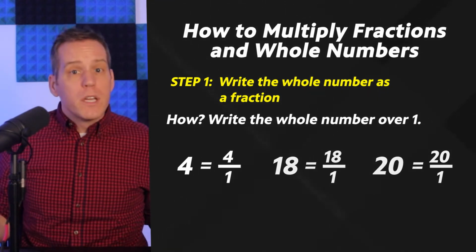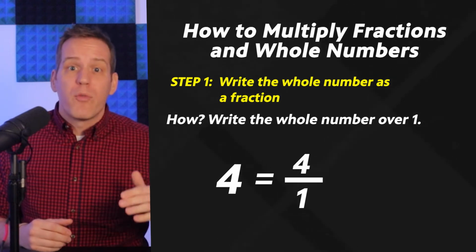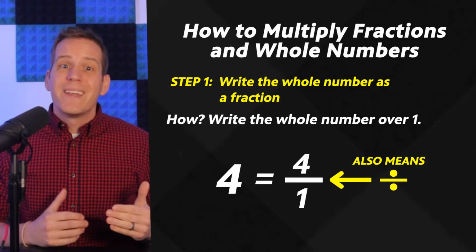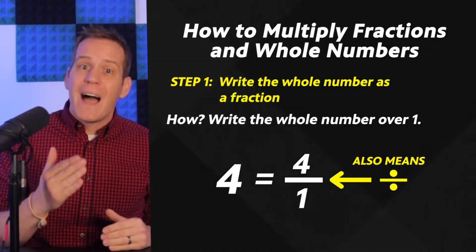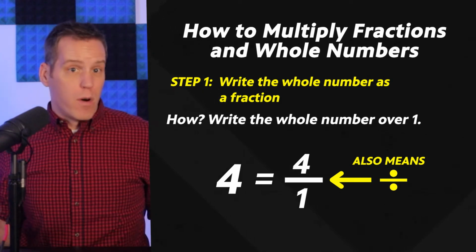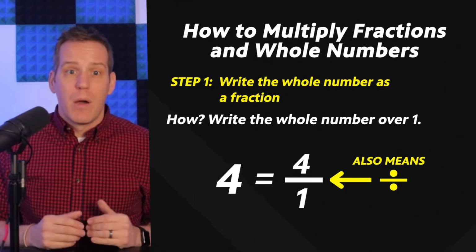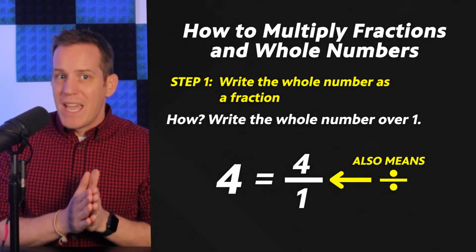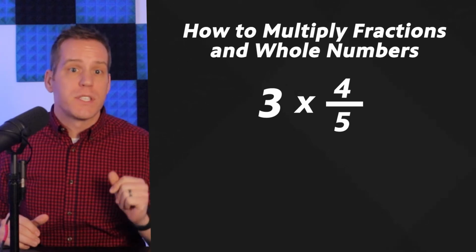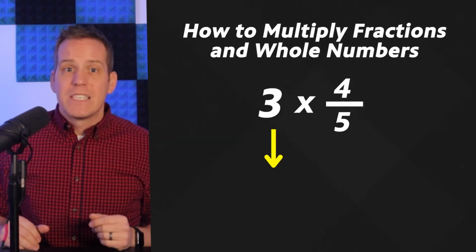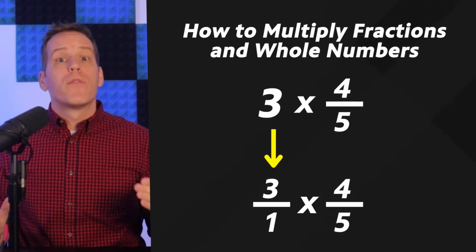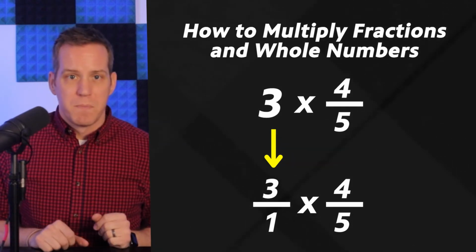Now, why does that work? Well, that's because the fraction bar in a fraction doubles as a division symbol. So 4 over 1 is the same as 4 divided by 1. And 4 divided by 1 is, well, 4. In fact, anything divided by 1 will stay the exact same. So as we're solving 3 times 4/5, the first step is to rewrite 3 as a fraction. See? So now we have 3 over 1 times 4/5.